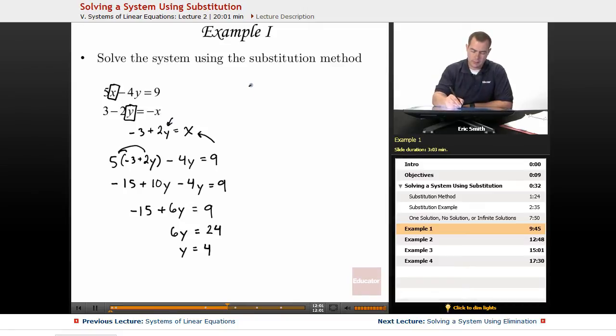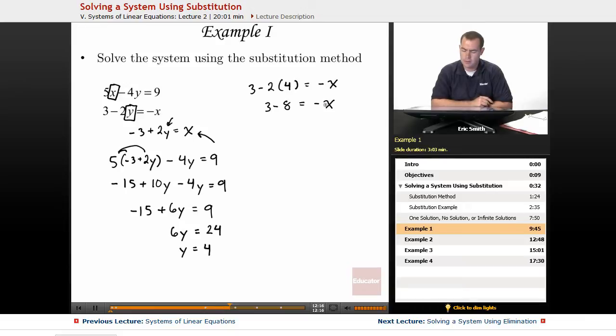All right, so let's see. 3 minus 2, and we'll put the 4 in there. Now we'll take this and solve for x. So 3 minus 8 equals a -x. Let's see, 3 minus 8 would be a -5. And dividing both sides by a negative, I have that x is equal to 5.